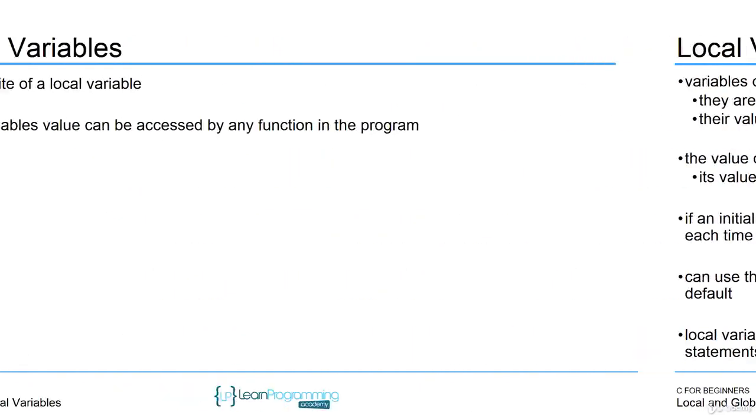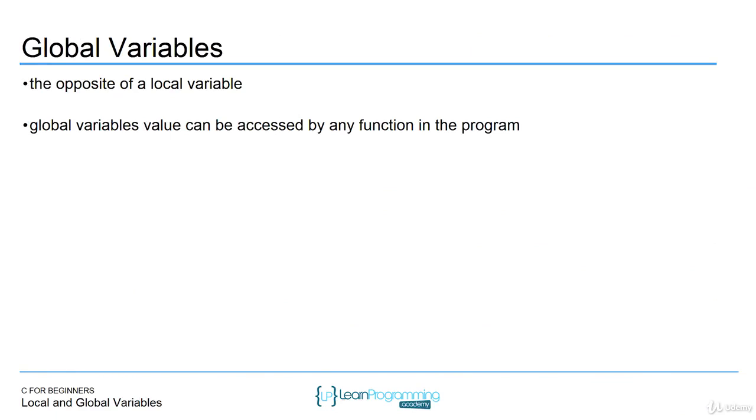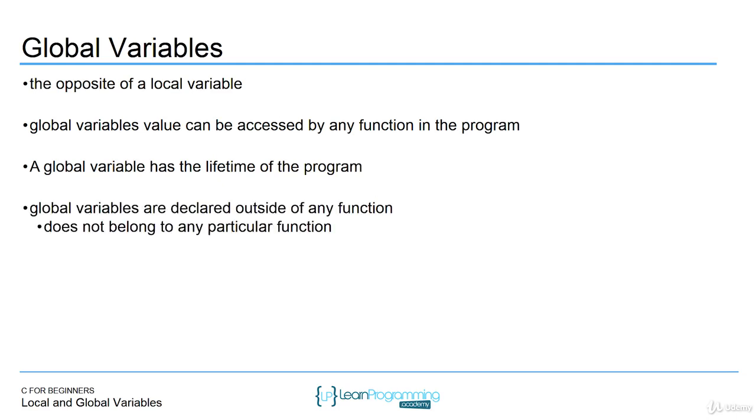Global variables are the opposite of local variables. Global variables can be accessed by any function in the program. The way that you create a global variable is you just put it at the top, outside any function. So global variables are declared outside of the function and they do not belong to any function. And remember, main is a function. So any variables defined in the main function are only accessible in the main function. The variables in the main function are not accessible in any other functions.